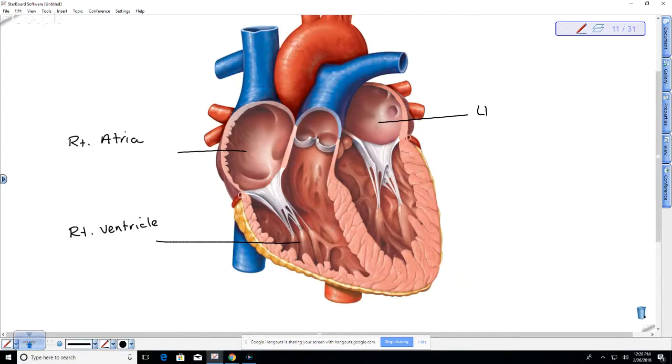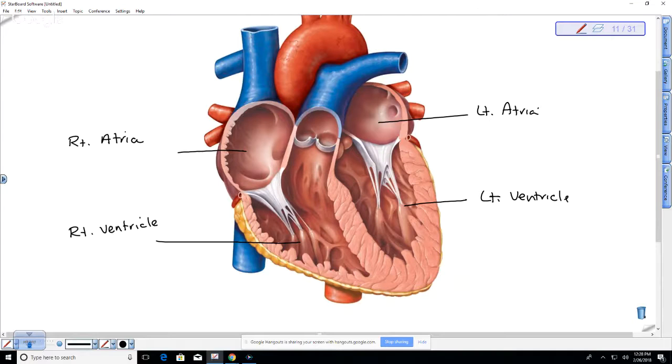Left atria. This is my left ventricle. Okay. So the atria receive the blood. So the right atria is actually receiving blood from the body.